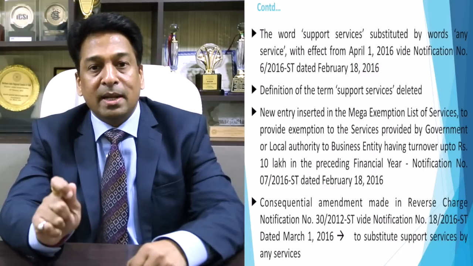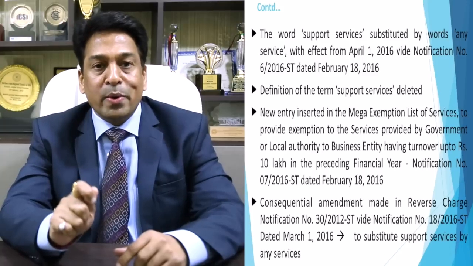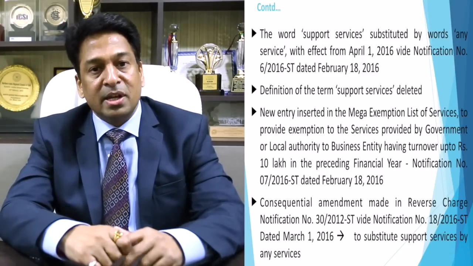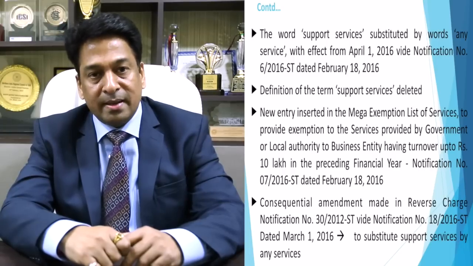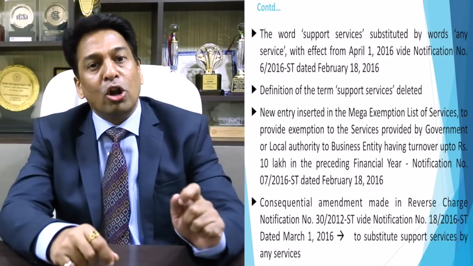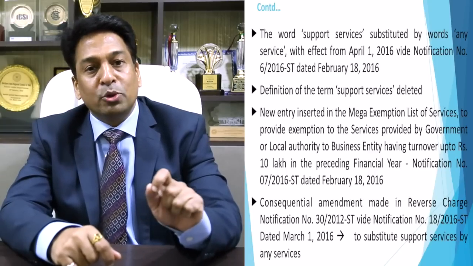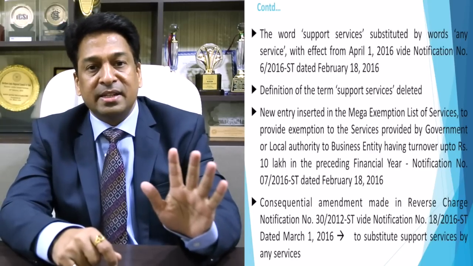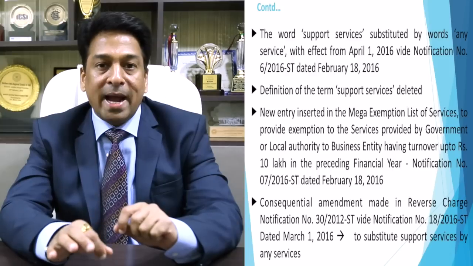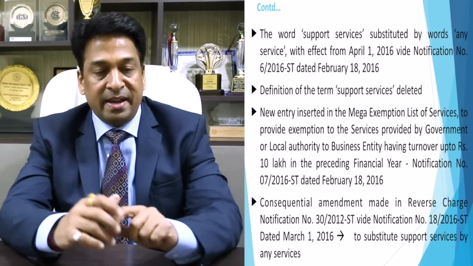Effective from 1st April 2016, at the same time, one new exemption entry got inserted in the mega exemption notification 25/2012. This entry says any service provided by government or local authority to a business entity having turnover up to 10 lakh rupees in the preceding financial year would be exempted. This entry was provided on 18 February, effective from 1st April 2016.